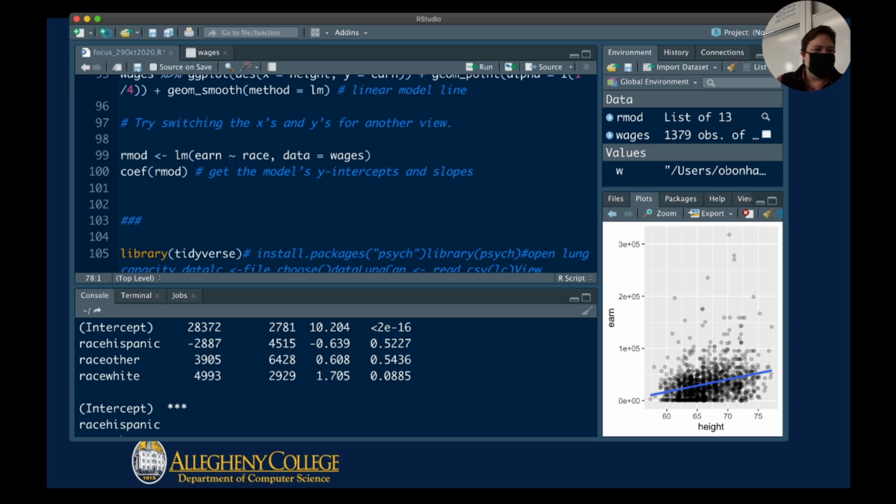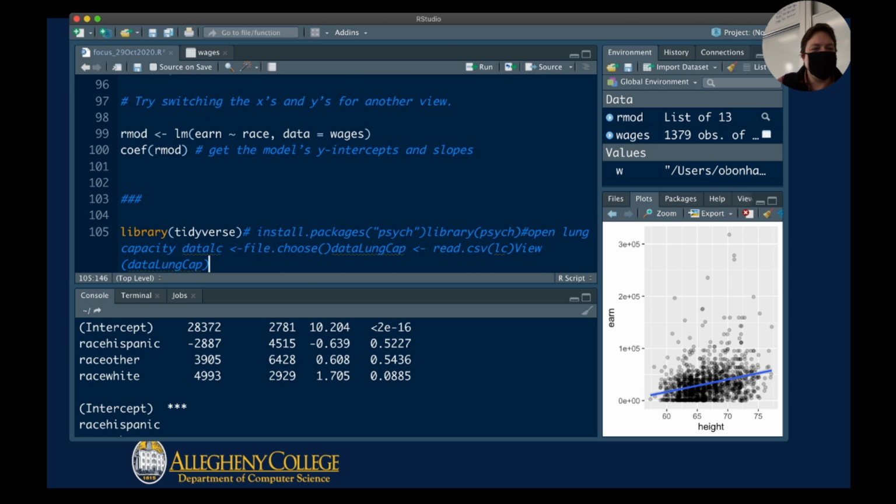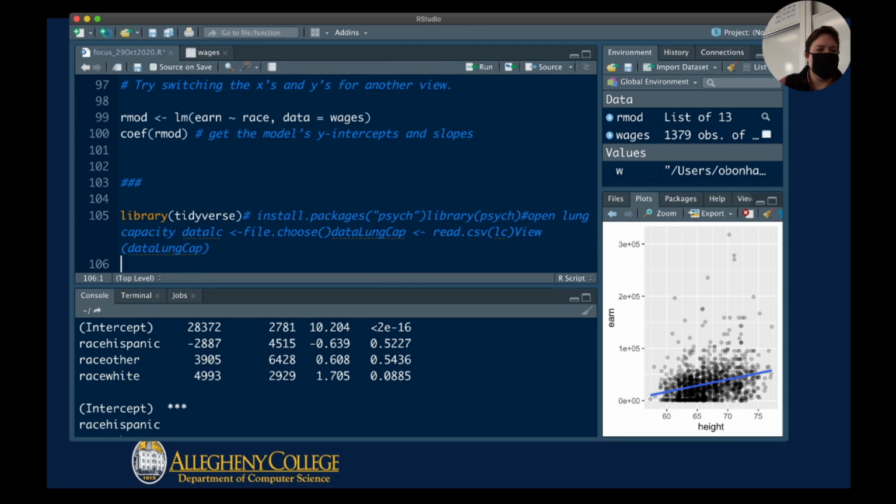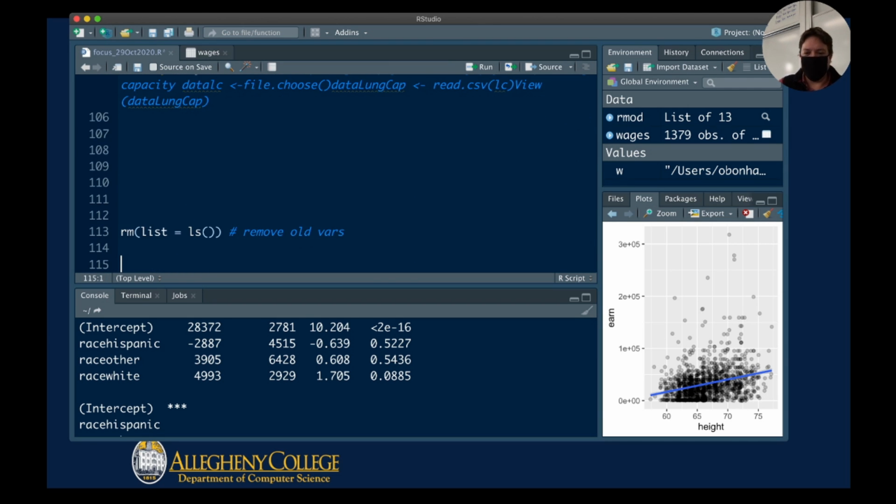Removing the old variables. Did I even start working with that? Lost it. I don't know where it went. I don't know where it went.